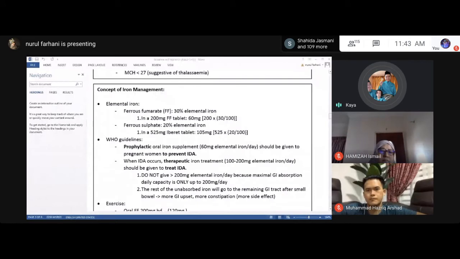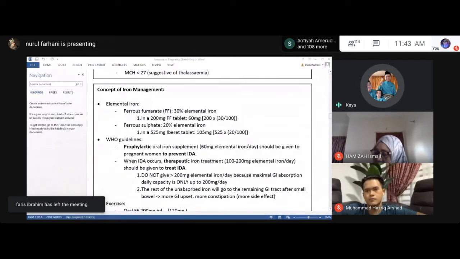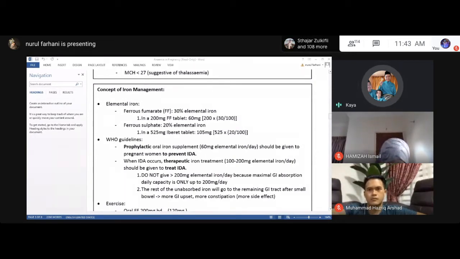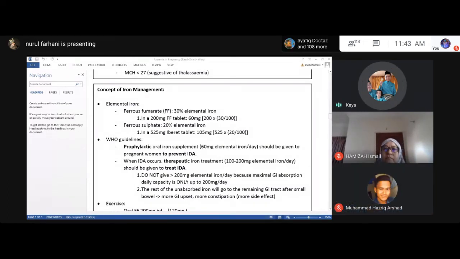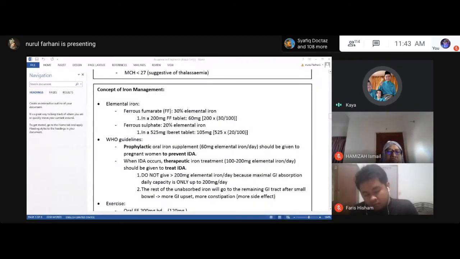So the one that we give at booking is actually prophylactic iron supplementation. WHO says that for every mother, we need to give prophylactic iron supplementation of 60 milligrams elemental iron, which is the pure content of iron. Usually we give ferrous fumarate, which contains 30% elemental iron. So that 200 milligram ferrous fumarate actually contains only 60 milligrams elemental iron. According to WHO, we will prescribe with that.